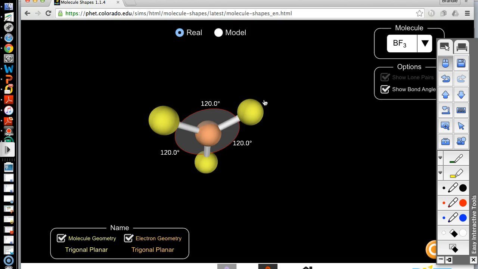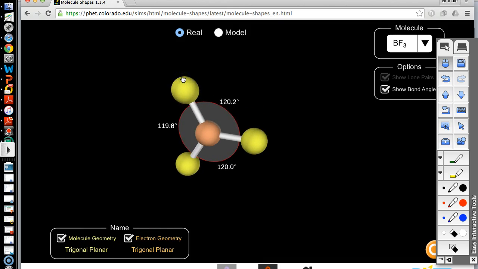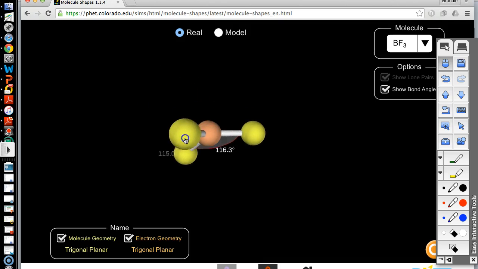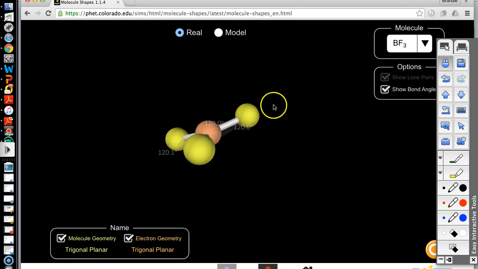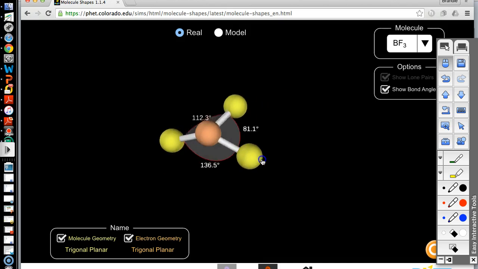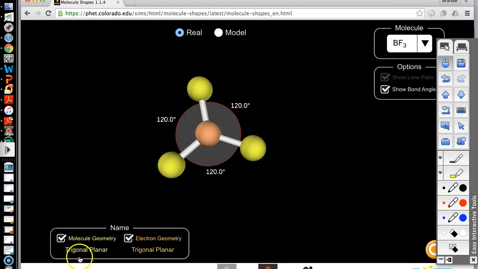All right, so trigonal sounds really intimidating. The shape of this molecule is trigonal planar. Well, okay, that's really not that scary because it's a triangle and it's flat. Let me show you how it's flat. See? It's flat in a plane and it's a triangle. Trigonal means it has 3 angles, 1, 2, 3.